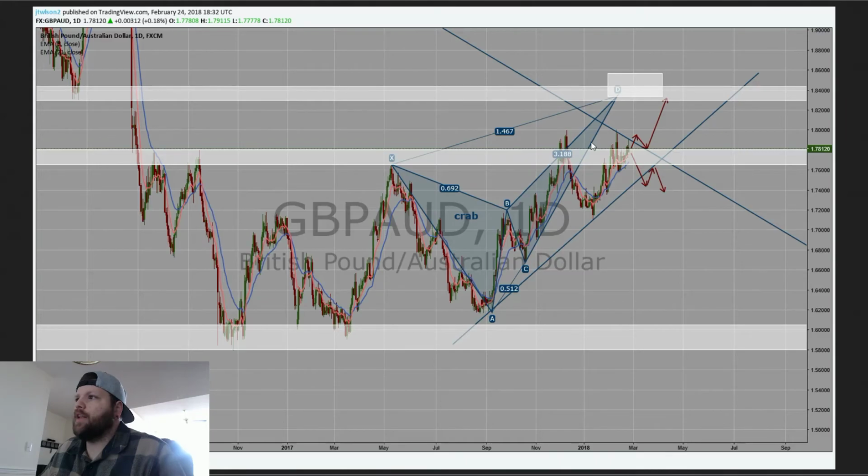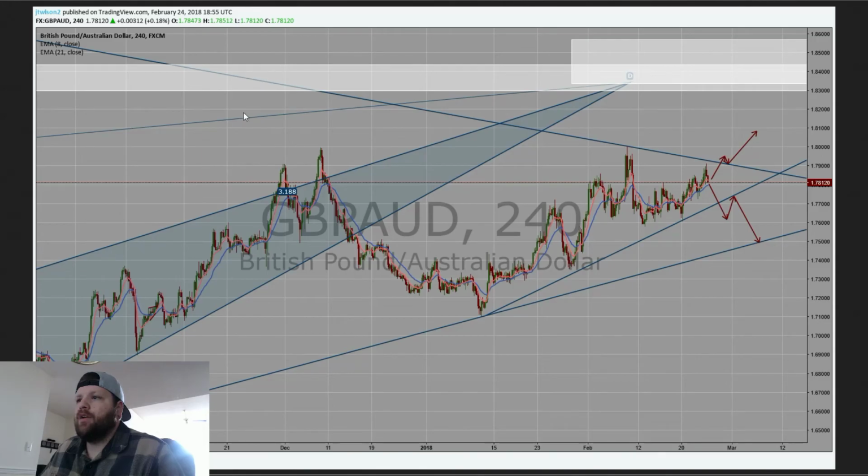It looks more likely that we're going to see it to the upside. However, that's not always the case. We could see more bearish momentum before continuing upward. Let's go down to the 4-hour time frame. It's much easier to see on the 4-hour time frame. I added one trend line.